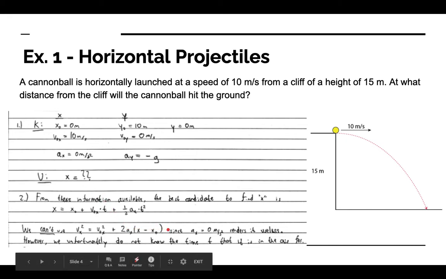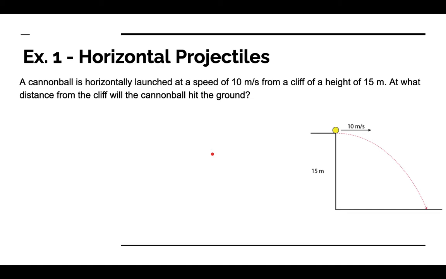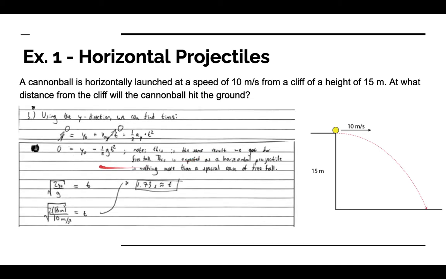However, we also unfortunately do not know the time that our object is in the air for. So what we do here is, since we're trying to solve for something in the x direction and we need time, we go to our y direction in order to solve for the time it takes our object to reach the ground. Hence, step 3. Using the y direction, we can find time. Based on our knowns in the y direction, we need to use y equals y naught plus v naught y times t plus 1/2 a_y times t squared.